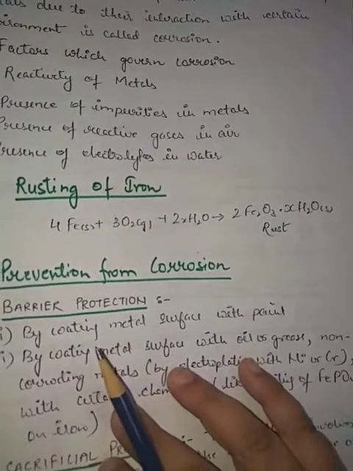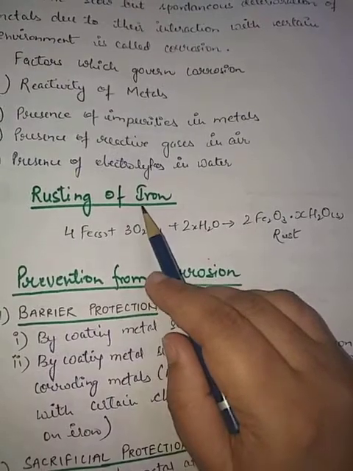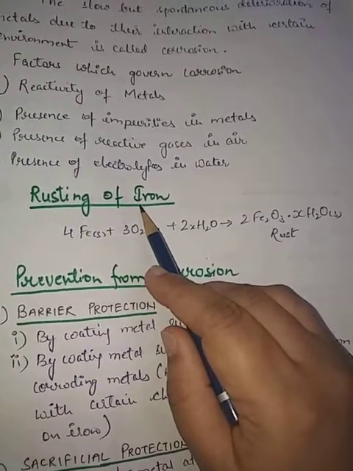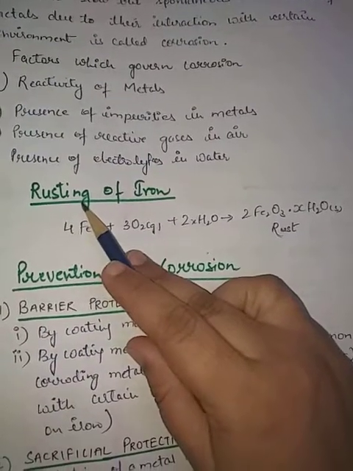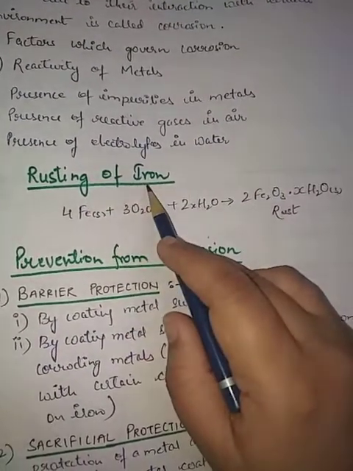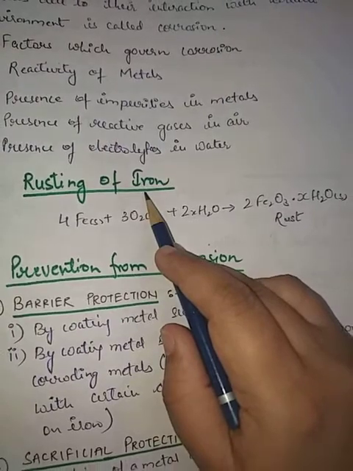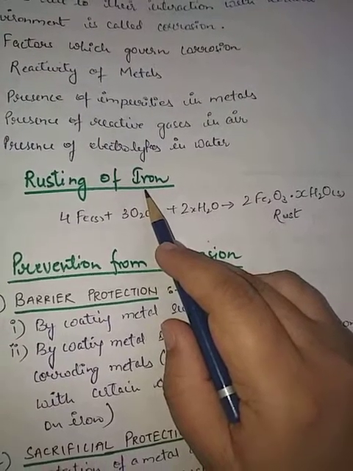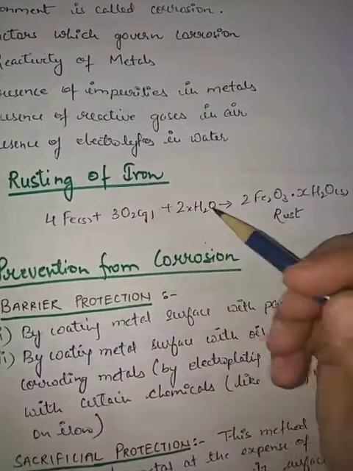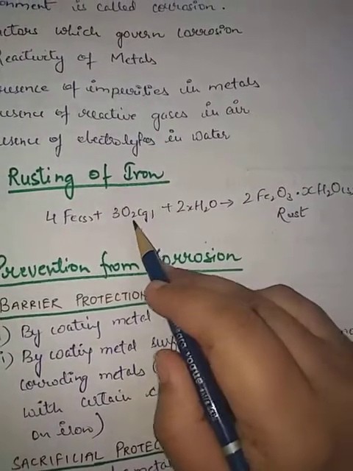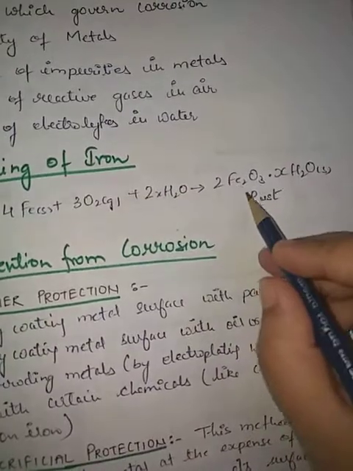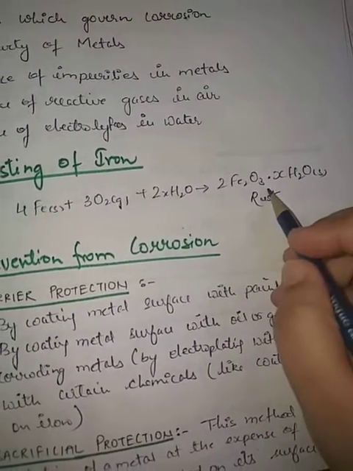If corrosion is taking place in iron, then it is called rusting. Rust is the reddish brown flakes which are present over an iron article when it is kept for a very long time in open air, moisture, atmosphere, like that. Then iron combines with oxygen and water to form Fe2O3.xH2O, which is called rust.